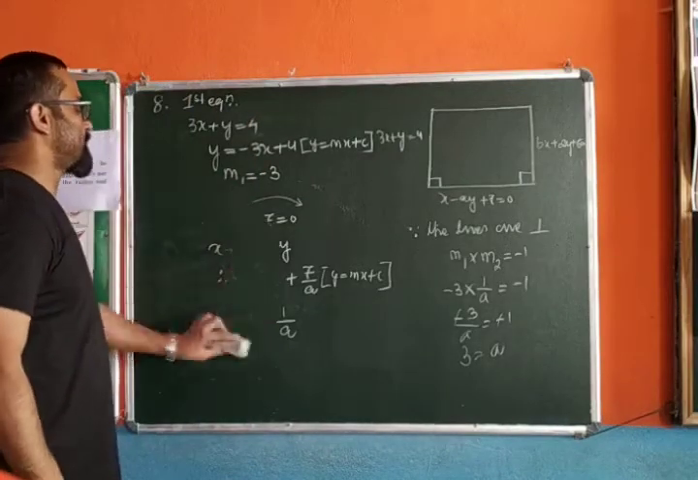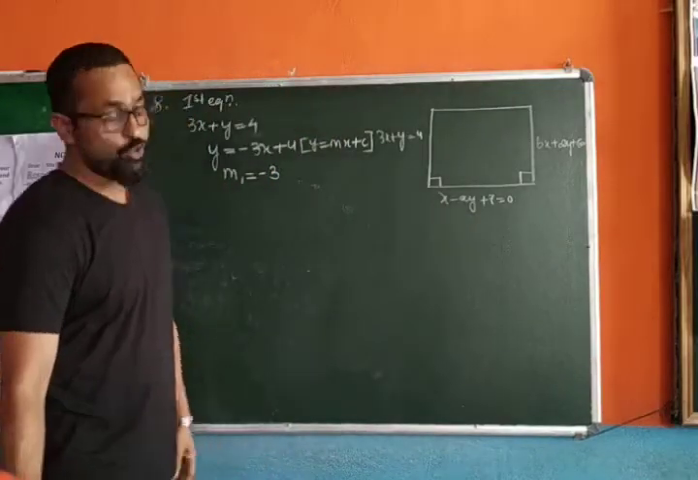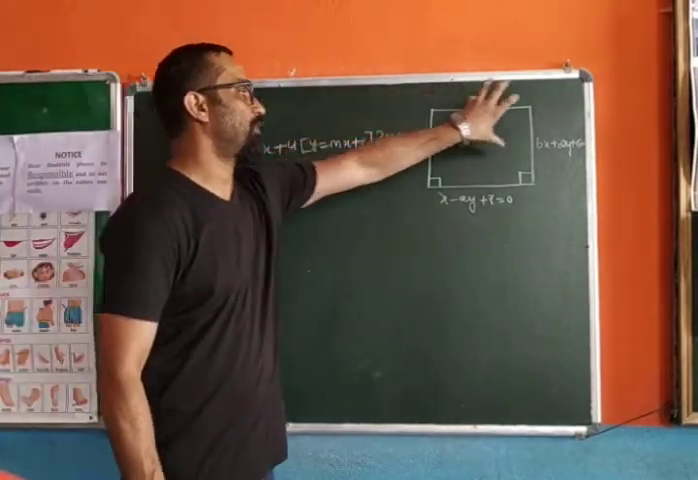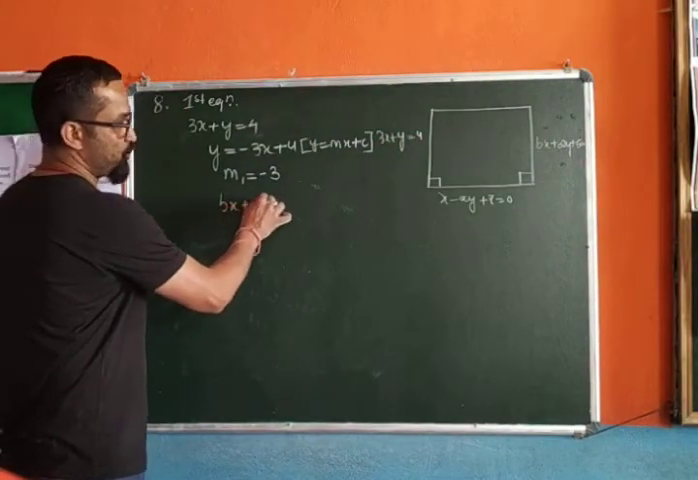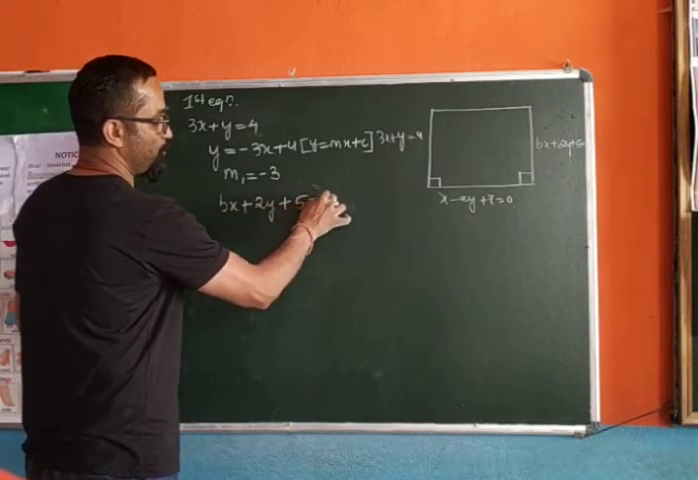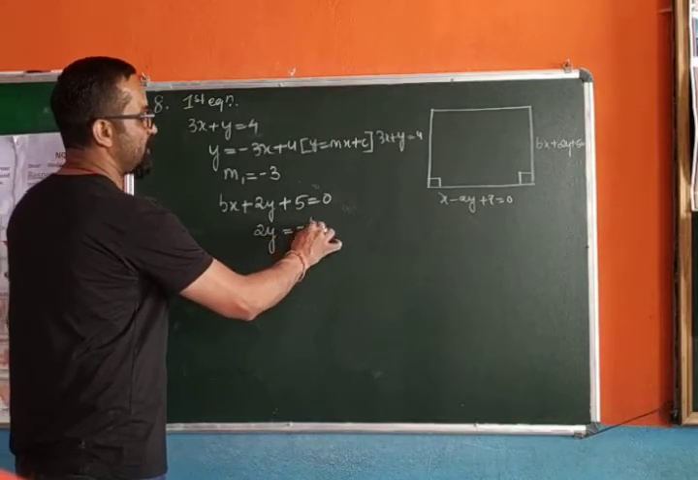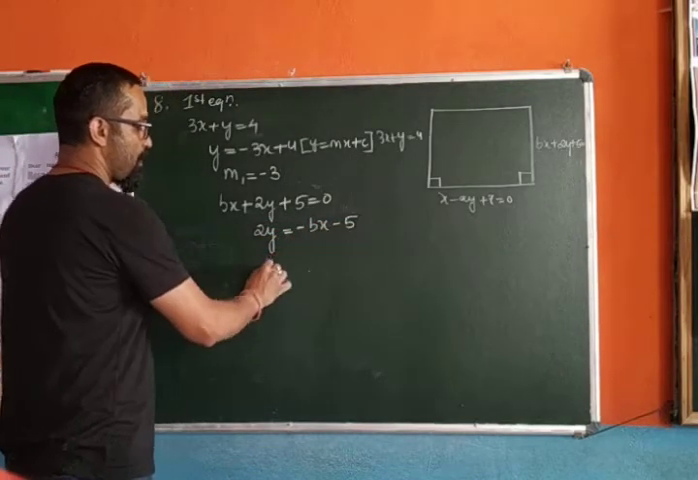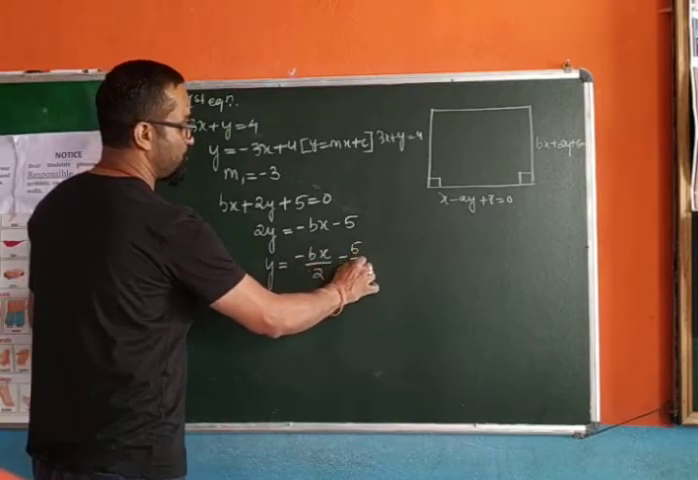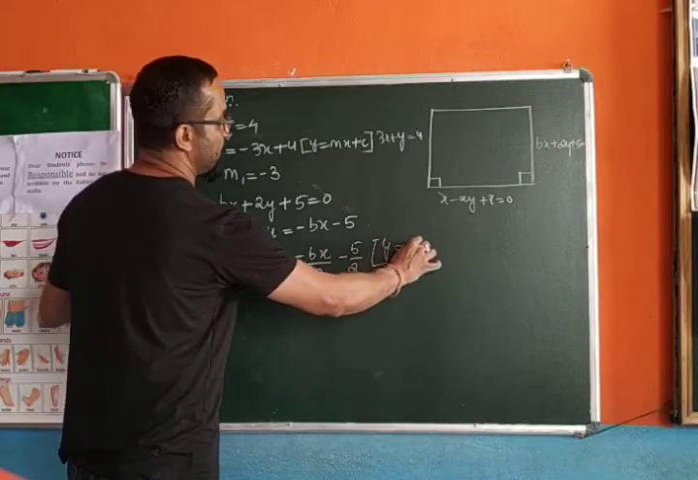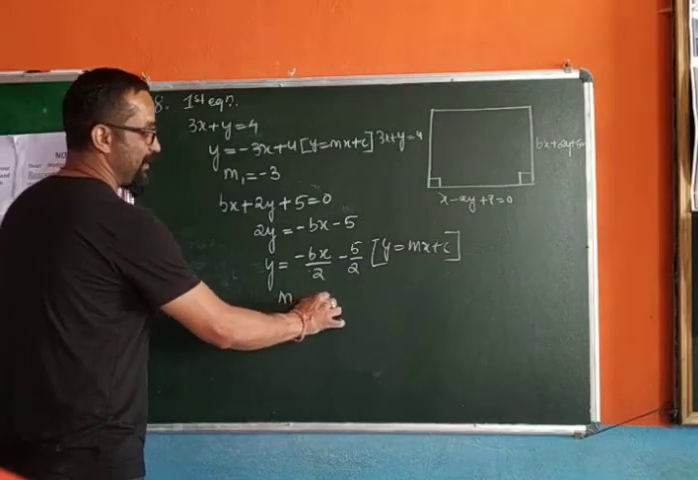Similarly, we can calculate the value of b. So I am using this first equation and this one as the second equation: bx plus 2y plus 5 equal to 0. Make y the subject of the formula. 2y is equal to minus bx minus 5. y is equal to minus bx divided by 2 minus 5 divided by 2. Comparing with the standard equation of a straight line, m2 is equal to minus b by 2.